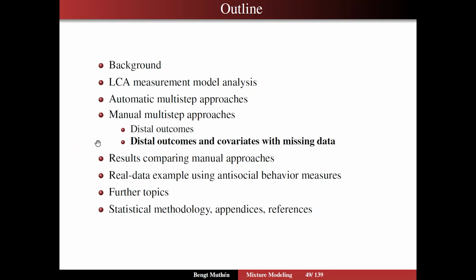On slide 49, we turn to the key topic of having not only distal outcomes, but also covariates with missing data, a very common situation that we'll take our time discussing in some detail with different approaches.